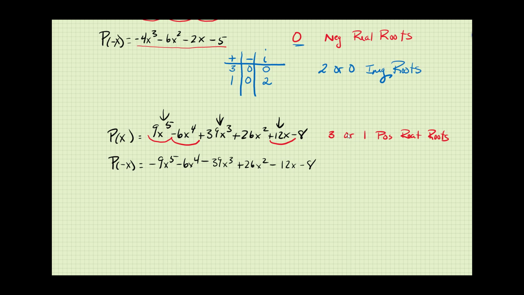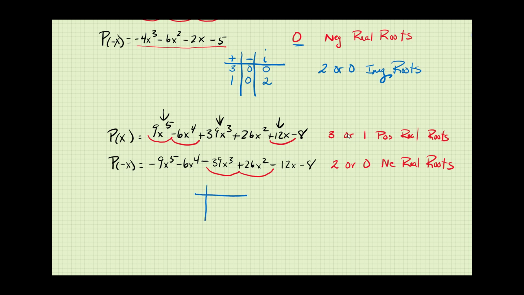Let's take a look at that. Negative to negative, negative to positive, and then positive back to negative. So that means we have 2 negative real roots, or, again, you remember you have to subtract 2, so you get down to 0. So 2 or 0 negative real roots. So now I'll build my little table again.